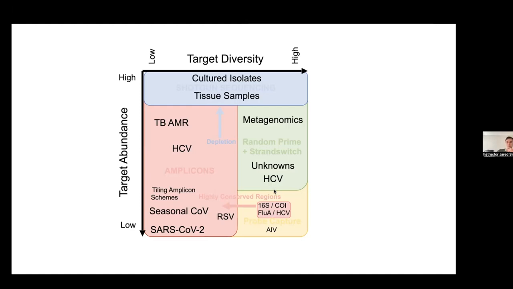If I could just ask a quick question about the random prime and strand switch method. Could you just elaborate on that? I haven't actually looked into that. I probably have to go back and look or ask John. This is a slide from him, but I think that's more or less his stand-in for a metagenomics protocol, where if you're sequencing metagenomics from RNA, you random prime to cDNA, but I'm not sure about the strand. Okay, so I'll check and then get back to you on that. Okay, thanks very much. No problem.